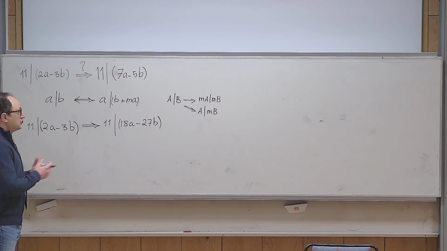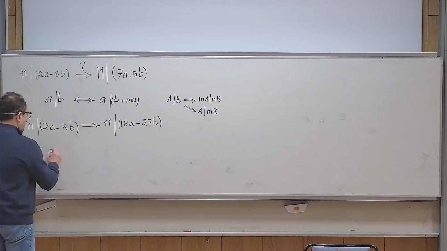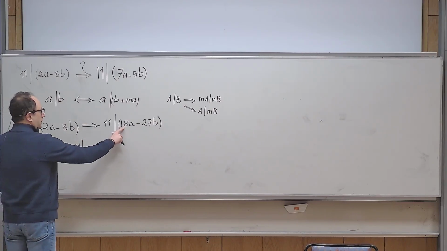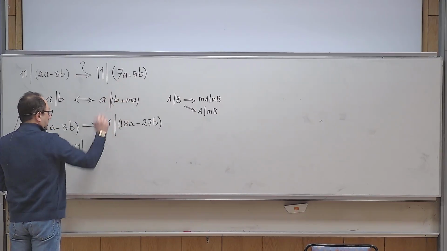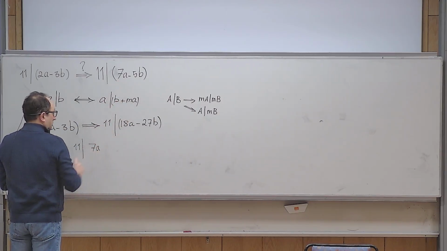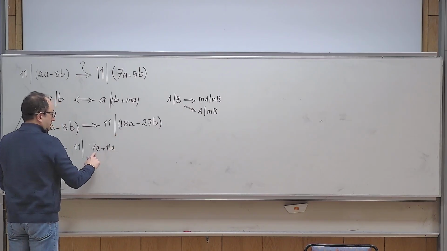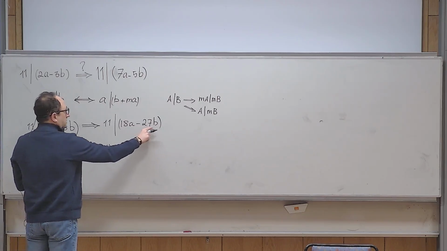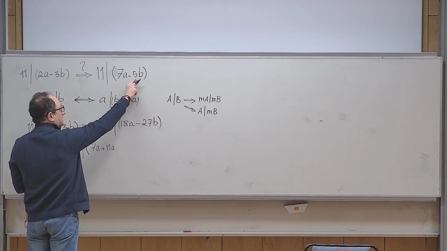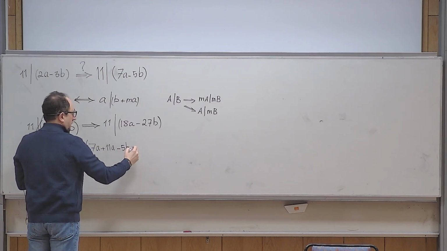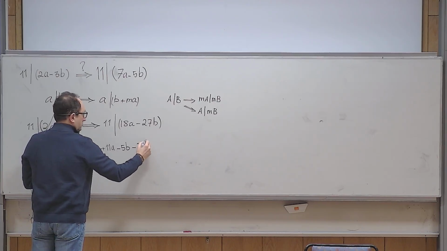Okay, so now you know the idea. So what I will do, I will continue and write 11 divides. Instead of 18a, I write 7a that I need, but to compensate for that, I have to add 11a to it. So instead of 18a, I write 7a plus 11a. And then instead of minus 27b, I need minus 5b. So I would write minus 5b, but to compensate for that, I have to write minus 22b as well.